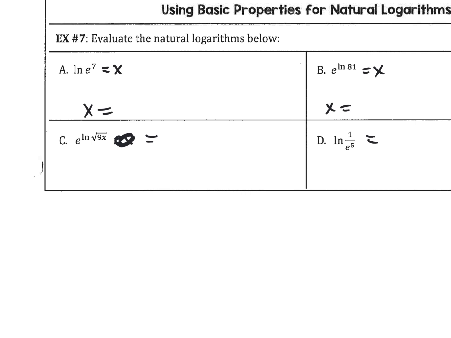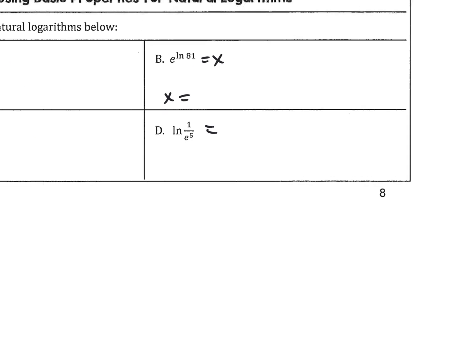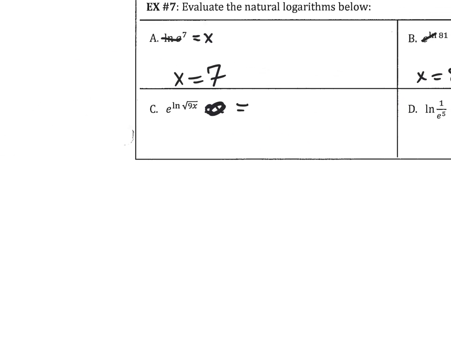What's going to help me solve A? Canceling. Got ln right up next to e, don't we? If we have an ln next to an e, what happens to them? So what is x? What about b? ln and e next to each other, so x is. Now, this guy, we do have the same thing. We got an e and an ln, don't we? So, what is this equal to?